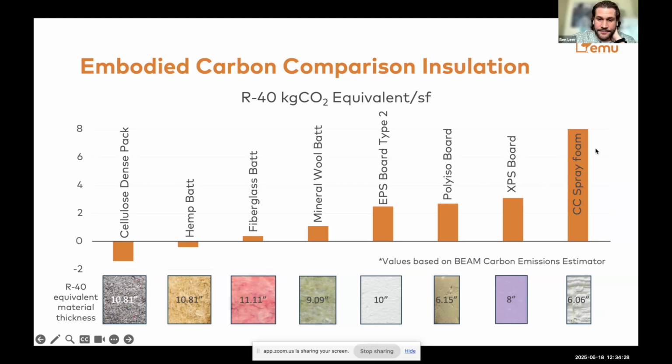So our larger embodied carbon materials are the petrochemical based, closed cell, XPS, polyiso, EPS. Then you can see that our mineral products are kind of in the middle. They have a large recycled content, so it reduces that. And then anything that's grown, hemp batt, cellulose dense pack, these have a negative embodied carbon consideration.